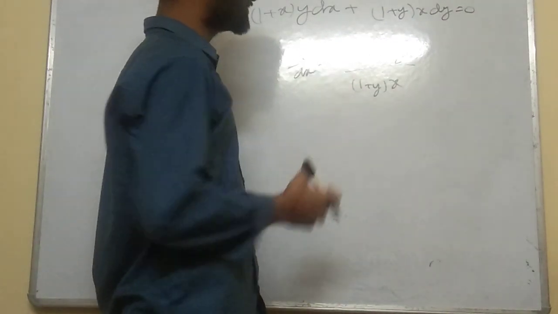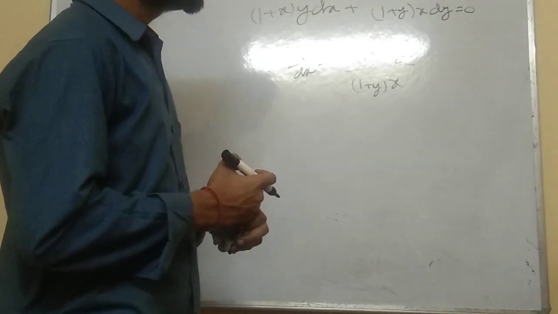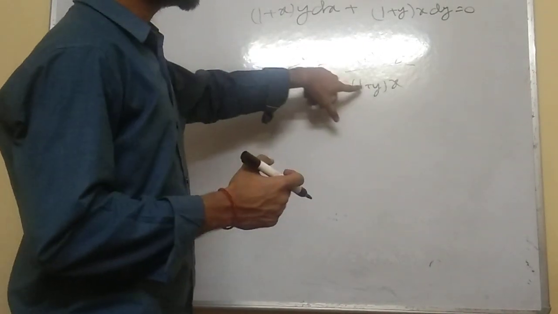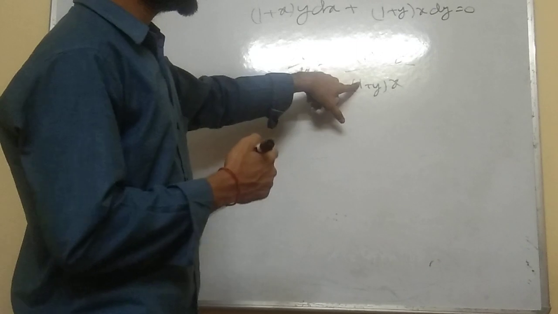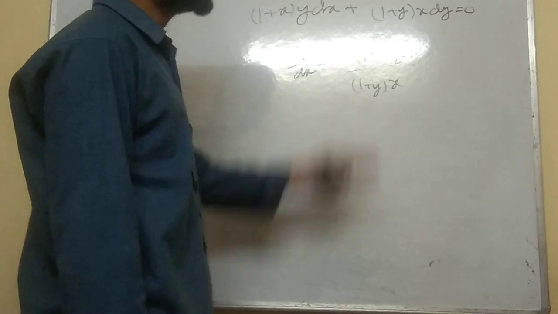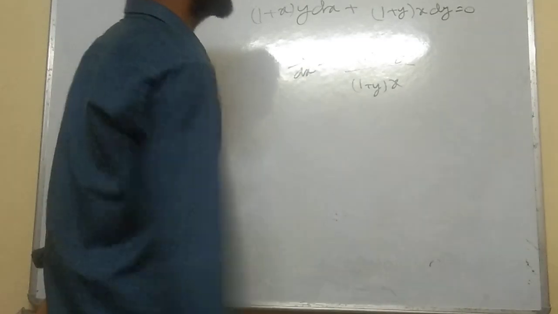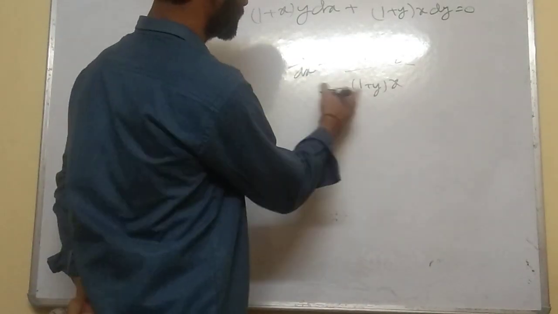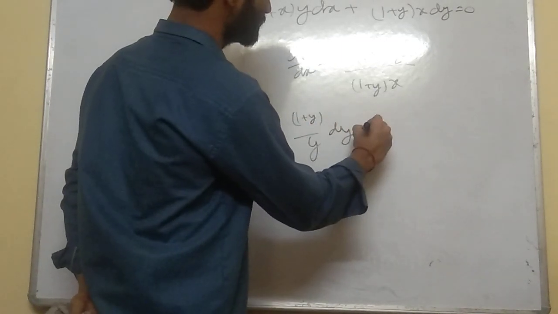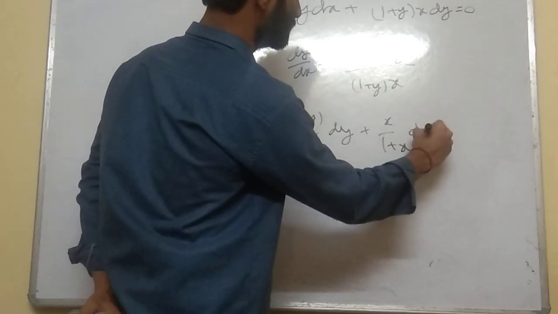Now you may think that you can solve this question as a homogeneous differential equation. It is not possible, because here there is degree 1, but on this side there is no such degree. So you cannot solve it by the homogeneous differential equation. If you want, you can try, but you will get to know that it is not solvable there. So you have to follow the method as I am going to tell you. So you can write (1 plus y) upon y dy plus x upon (1 plus x) dx.